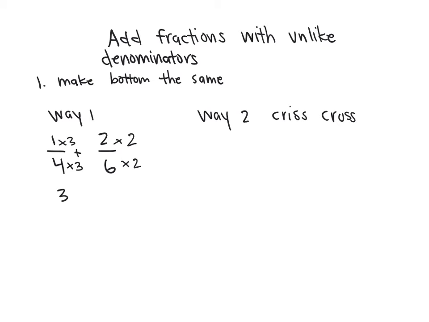So 1 times 3 is 3, 4 times 3 is 12, and then 2 times 2 is 4, and 6 times 2 is 12. And then I add: 7 over 12.